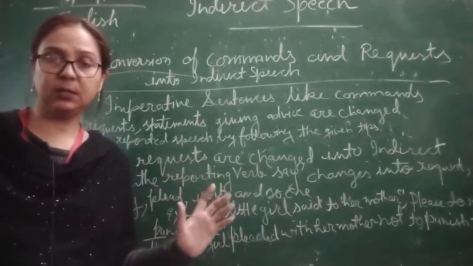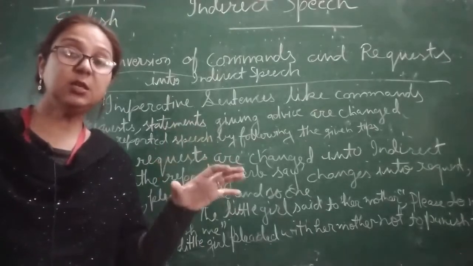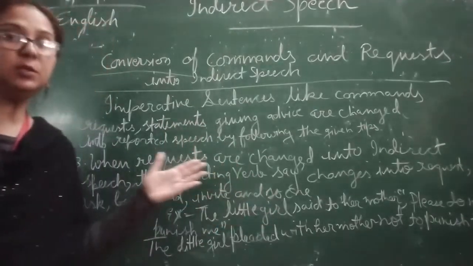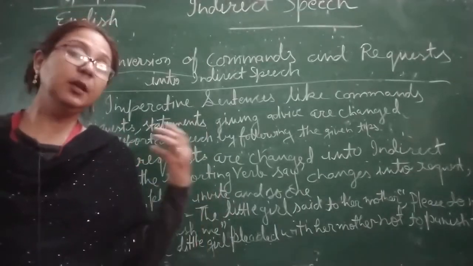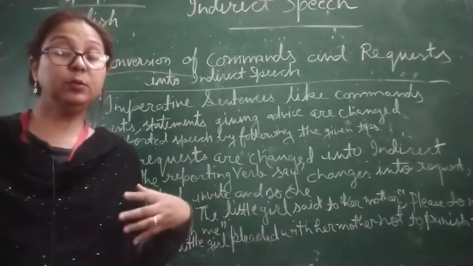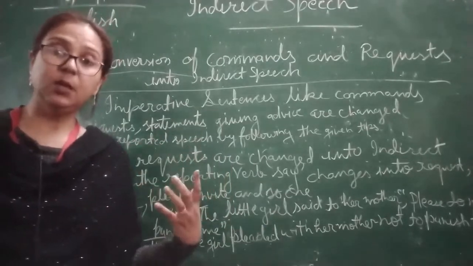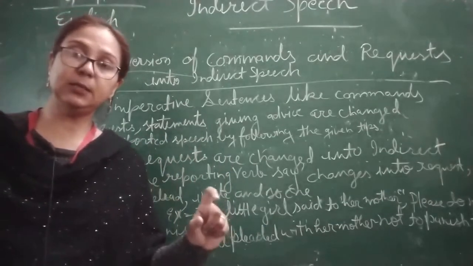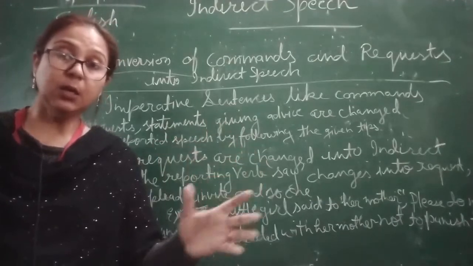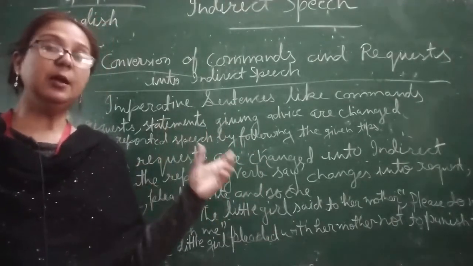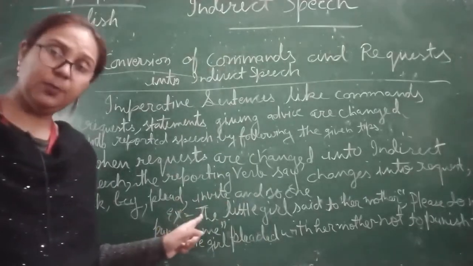So these are the things we keep in mind while changing direct to indirect speech. If the direct speech is written in a requesting manner, then we will use these types of verbs according to the sentences, because every time we cannot use requested. Sometimes we have to use beg, sometimes pleaded. It depends on the sentence, on the meaning and mood of the sentence. So children, be very particular whenever you are changing the reporting verb.